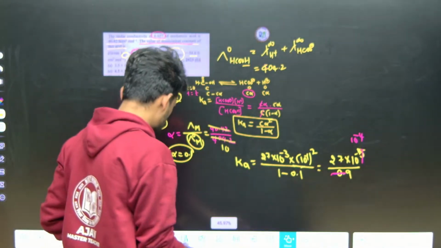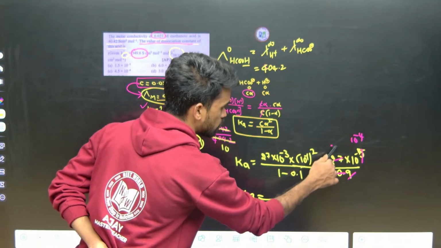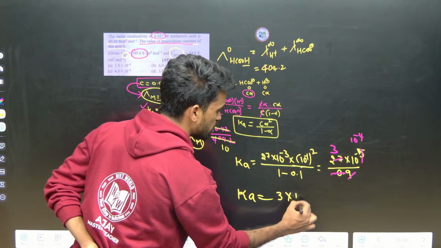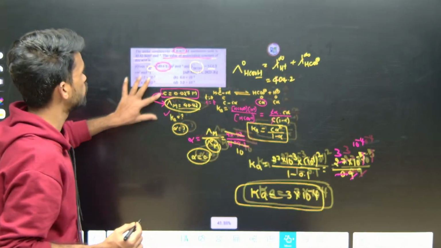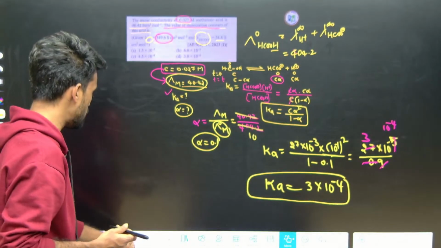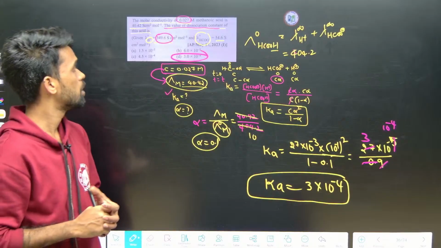You will be getting the exact answer here. See, Ka will be equal to, 9 3s are 27, so 3 into 10 power minus 4 will be your acid dissociation constant. So do we have any option? Yes, option D is your answer for the question: 3.0 into 10 power minus 4.